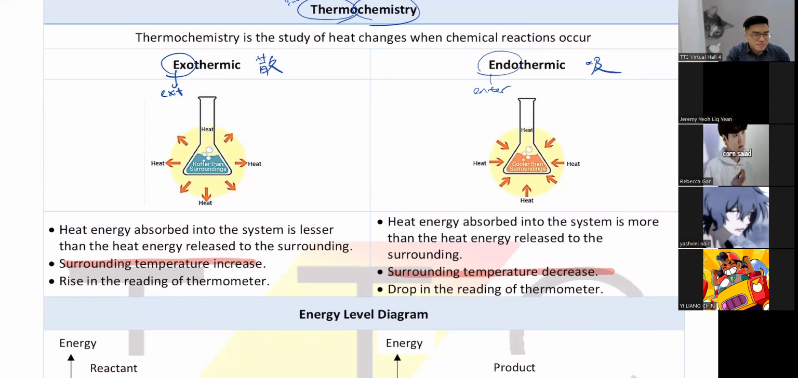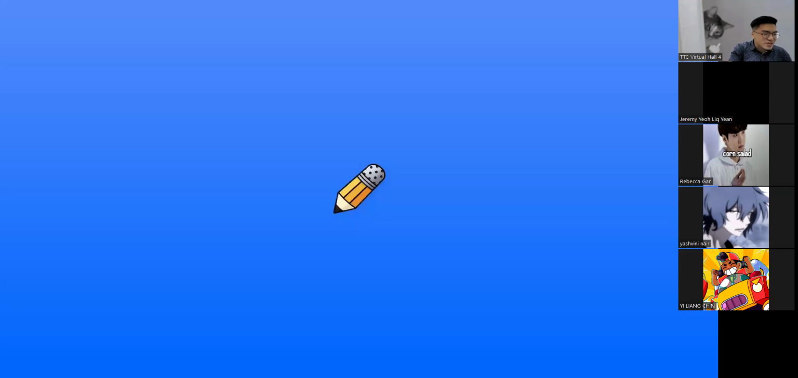So this is our chapter 5. That's it about chapter 5. That's why I say chapter 5 is a very short chapter. I think they should put this in form 1. Why are they putting it in form 5? It's a little bit too easy, isn't it? That is just one chapter.